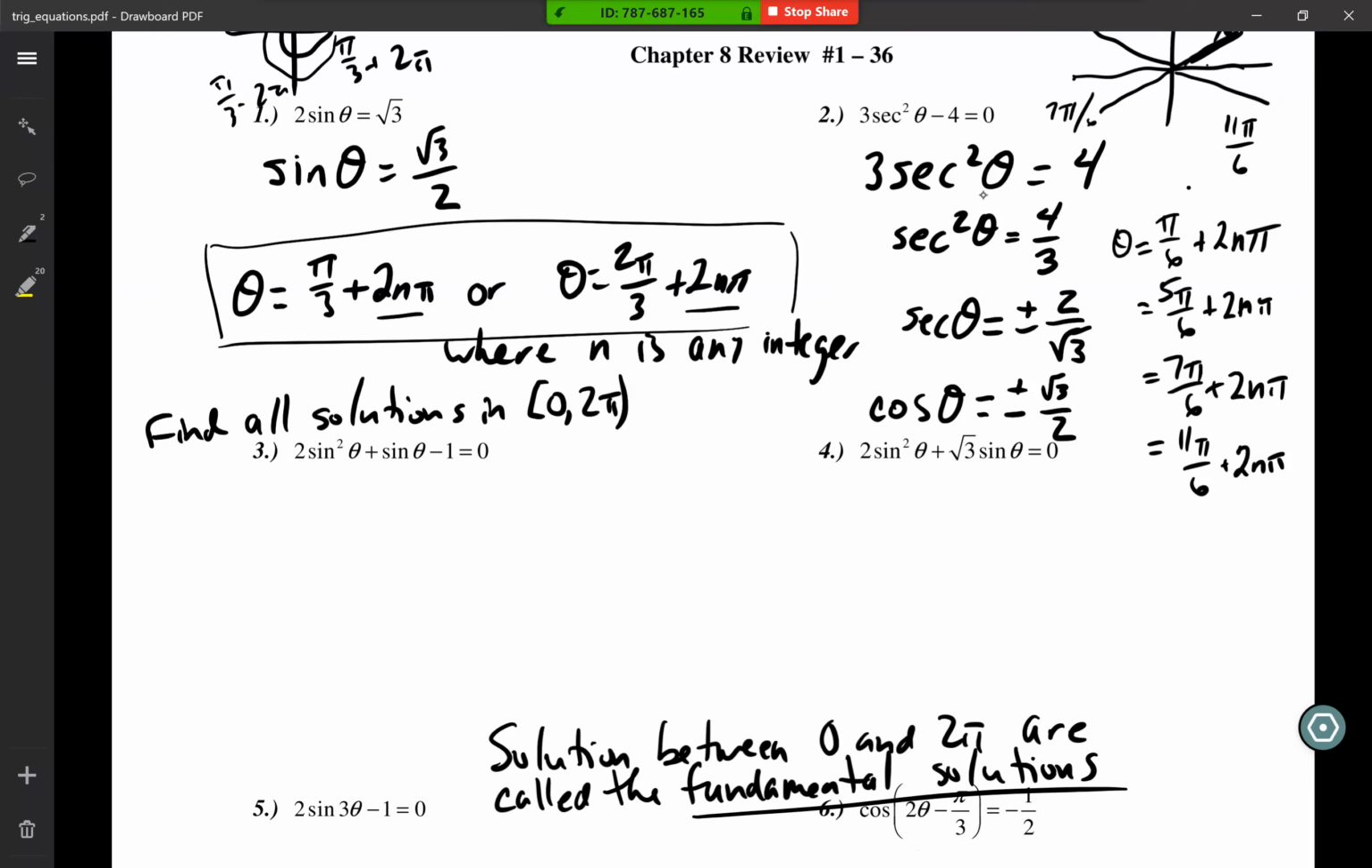So we're looking for those first. We find those fundamental solutions first, and then use our knowledge of the period of the function to find the general solution. Any questions at all?